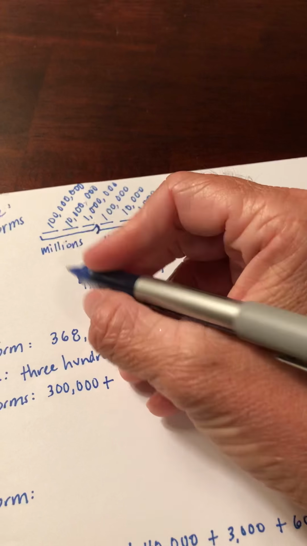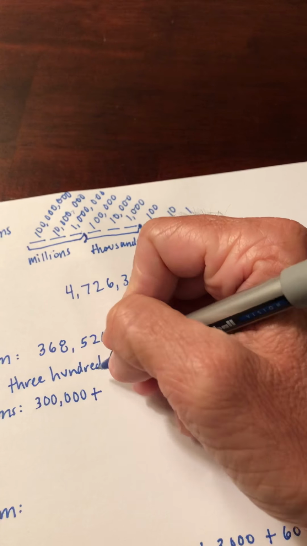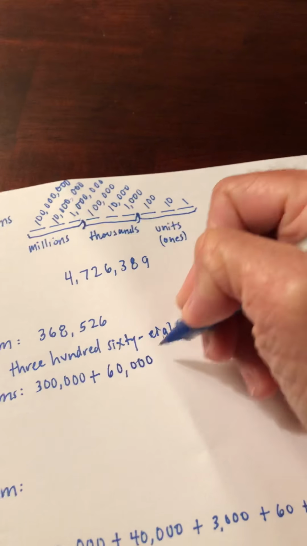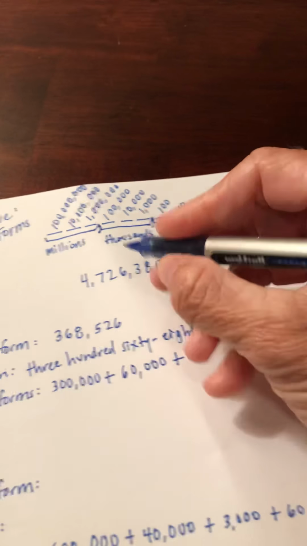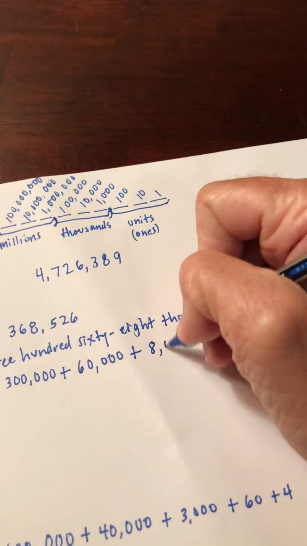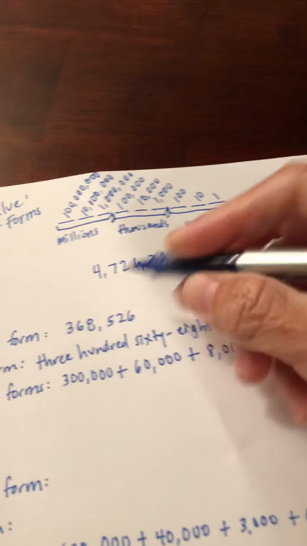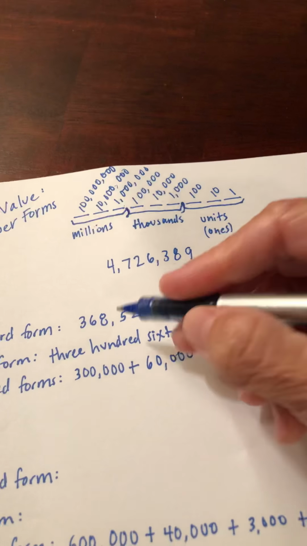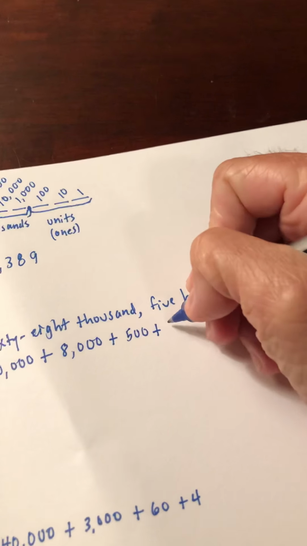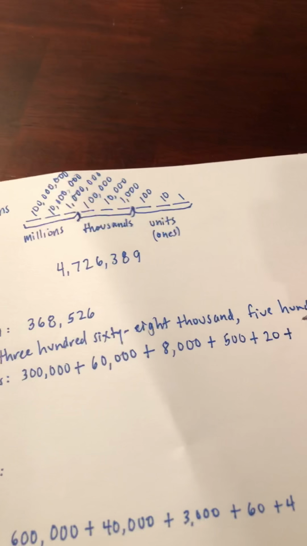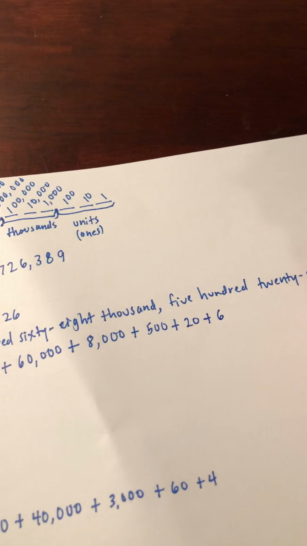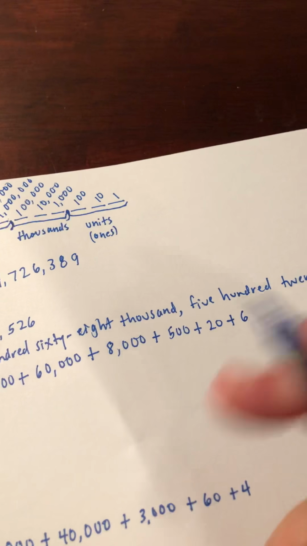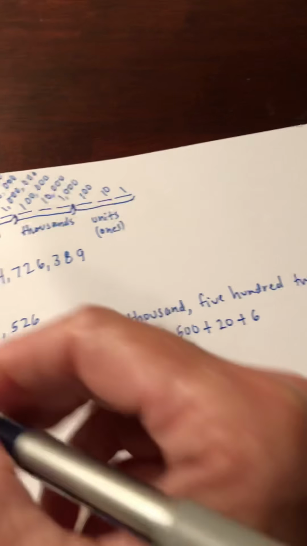The 6, what does this 6 mean? It's in the 10,000s place. So 60,000 plus, this 8 means 8,000, plus 5 means 500. Okay, the 2 means 20, and the 6 in this case finally means 6 because it's in the ones place. So that is a standard expanded form, or a regular expanded form.